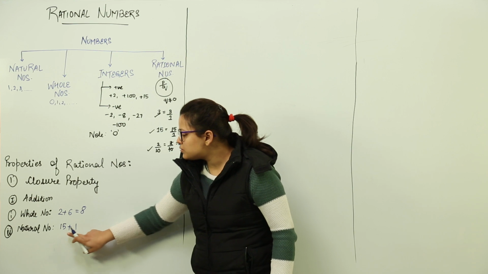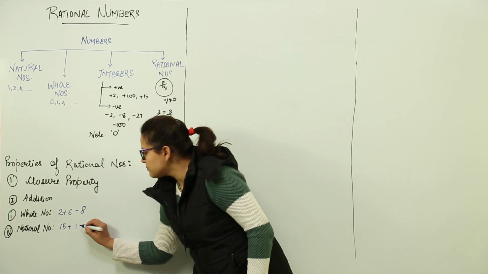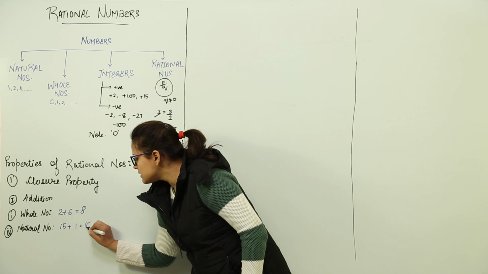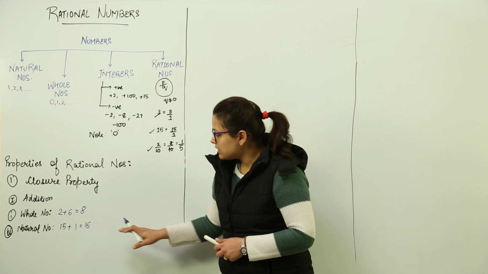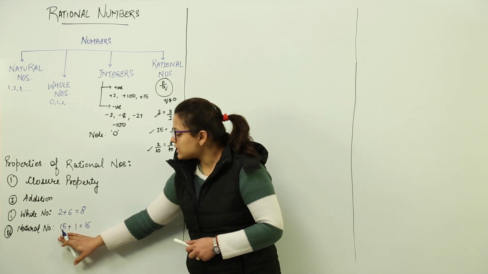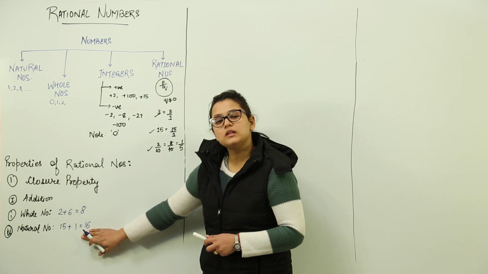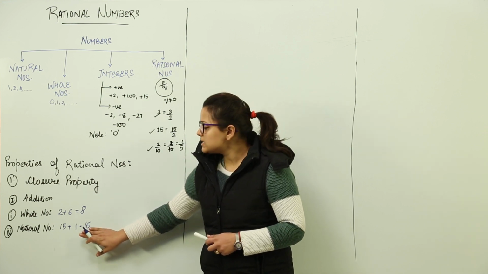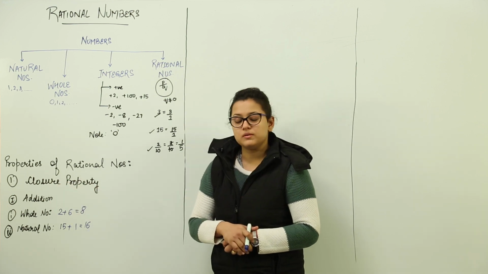Now, I have taken two natural numbers and I am adding them. So, what am I going to get here? 16, which is again a natural number. That again says that two natural numbers, when added together, give again a natural number only. That means the natural numbers also satisfy the closure property.